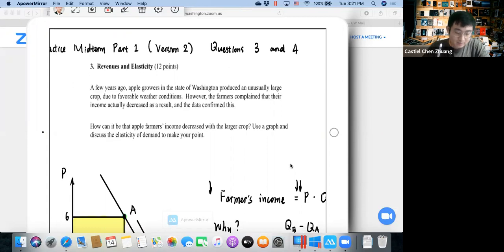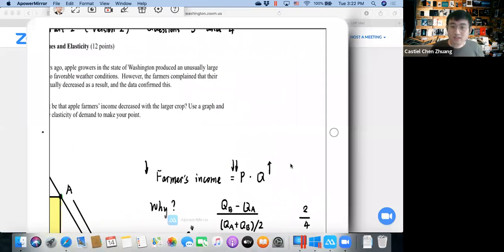So basically, you have to notice that when Q increases, P decreases, right? And income is equal to P times Q. So it's possible that P decreases more than the increase of Q. So that will lead to a lower income.